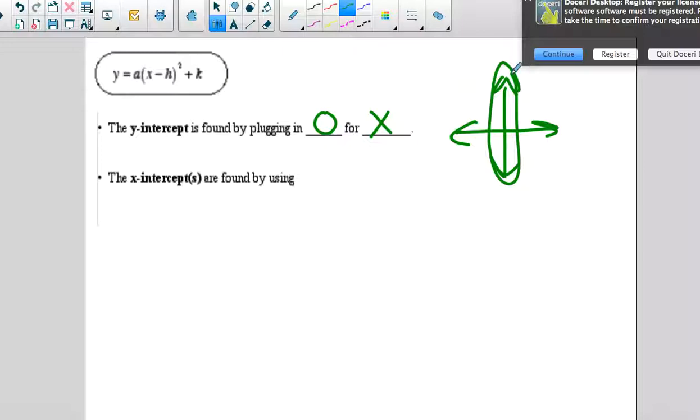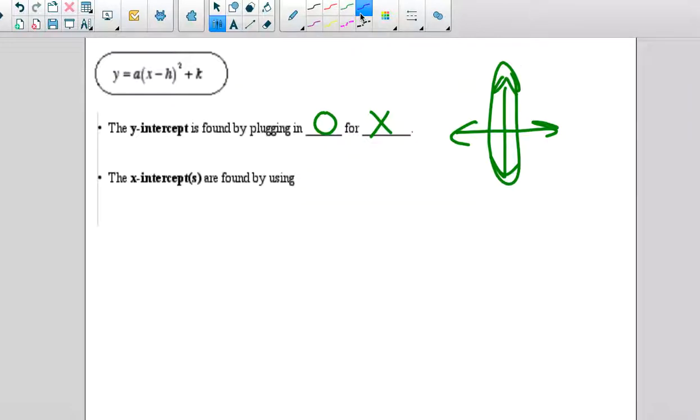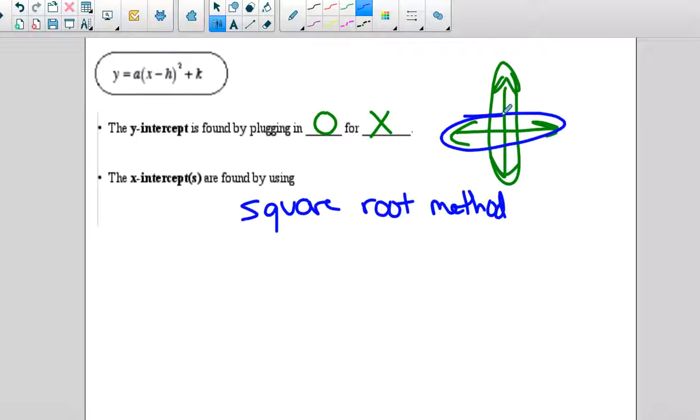The x-intercepts are found by, I'm just going to name it here, it's really just by solving the equation for 0. But we're going to call it a special name. It's called the square root method. But it's an x-intercept, right? So it's somewhere here. You're going to set y equal to 0, and you're just going to solve it. It has a special name, but it's pretty straightforward. And that, more or less, is it.